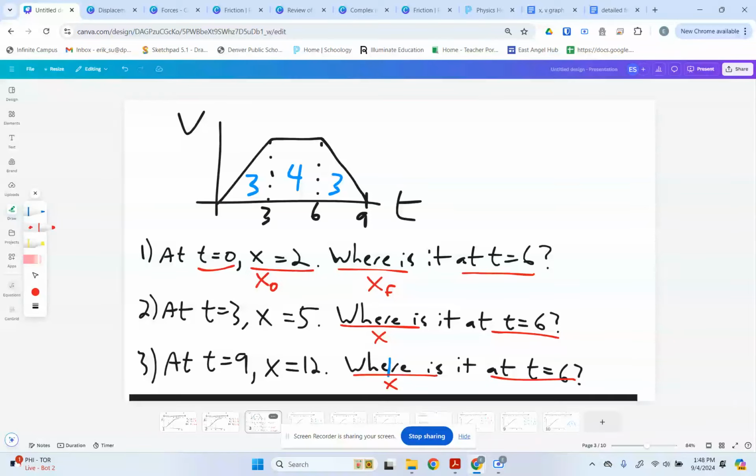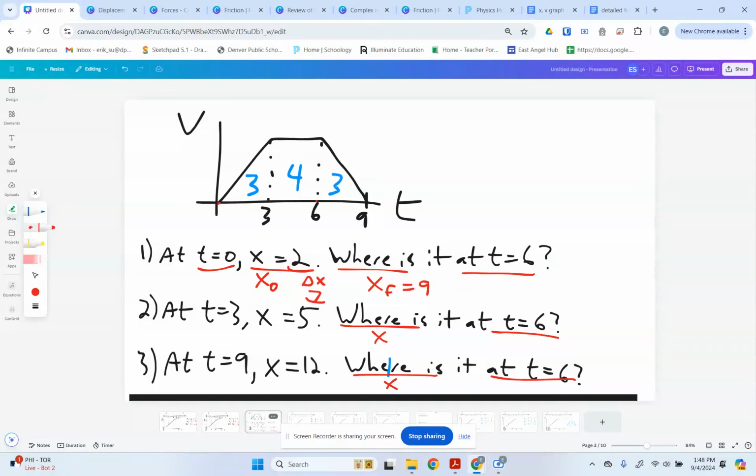So this indicates that I need to use the 0 to 6 displacement from here to there. That displacement is going to be the first 2 sections, which is 7. So when I think initial position is 2, and the displacement from the graph says 7, then if I start at 2 and my displacement is 7, my final position is definitely going to be 9. Right?